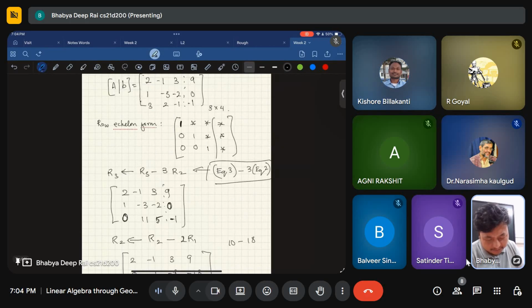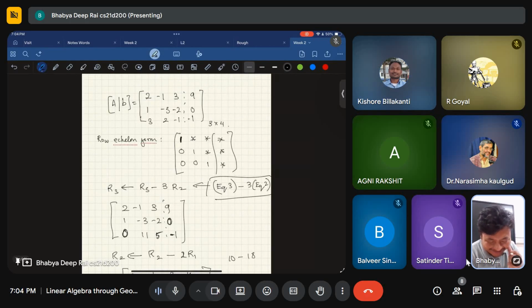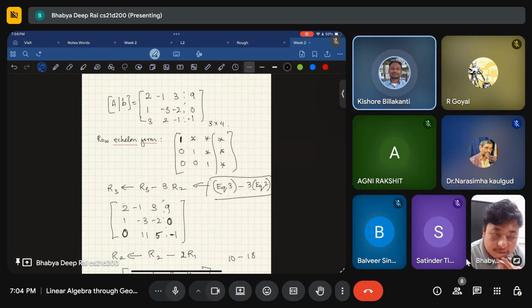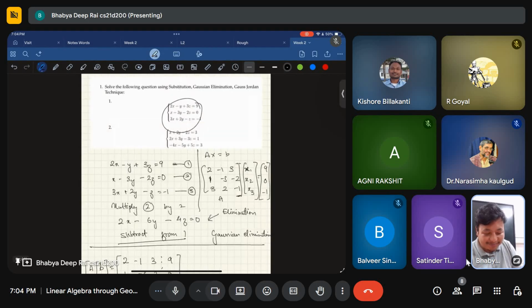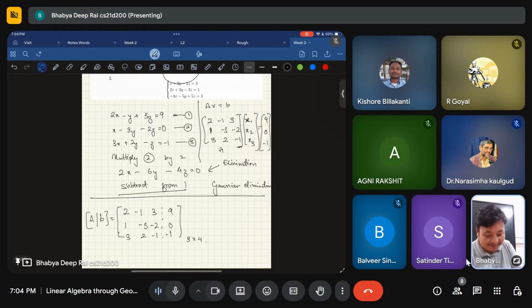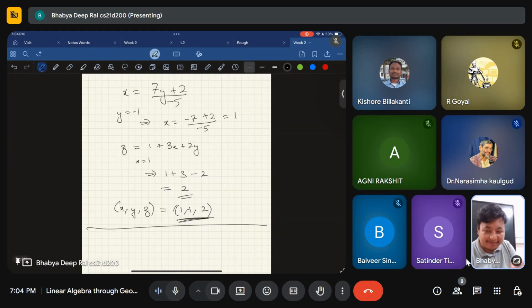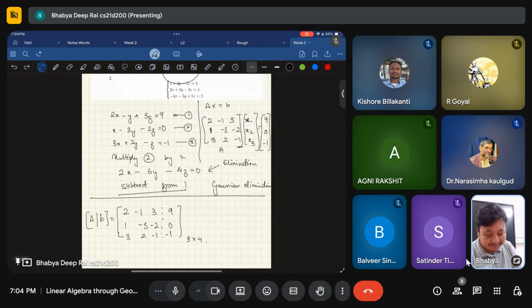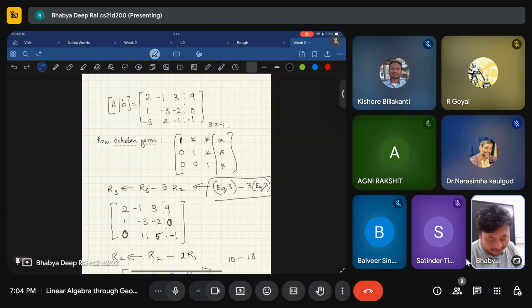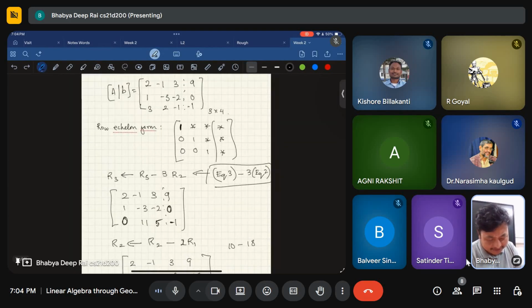Now I want to do R3 minus R3 times. Is it that the decimal values cannot be plotted? No, it's not that. It could be decimal values, but with the same set of equations earlier, when we used substitution, we got z equals 2. We should be getting z equals 2, but we are getting z equal to some fraction. That means something is incorrect. So okay, let's do some error correction.